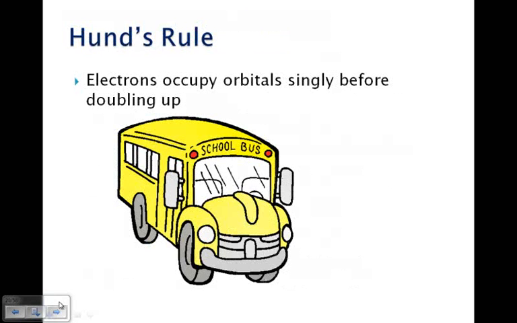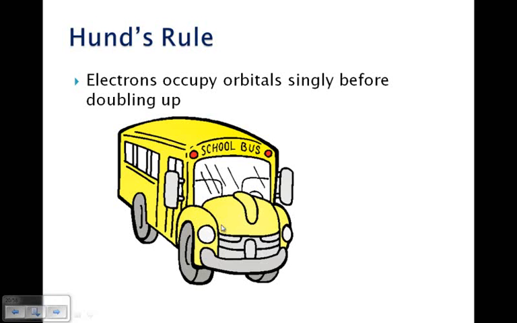The last rule is Hund's rule, and it's often called the school bus rule. So again, I'm going to use an analogy. If you were to get on the school bus in the morning, you run to the bus stop, you get on the bus, it's half empty. What are you most likely to do? Are you most likely to sit on the seat by yourself, or are you most likely to sit on the seat beside someone that's already there? And most people would say they're going to sit in a seat by themselves.